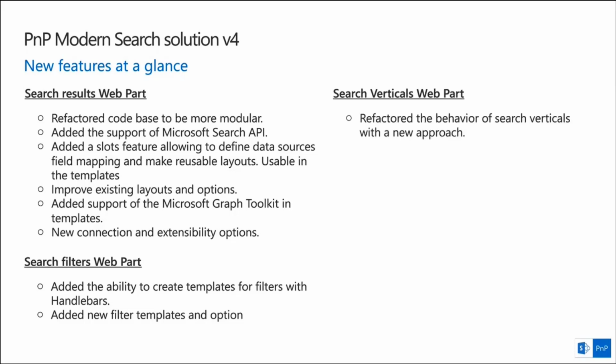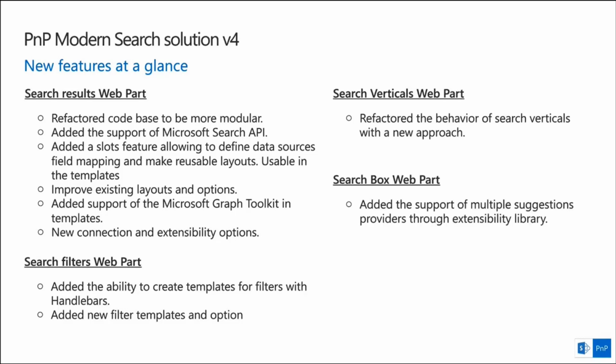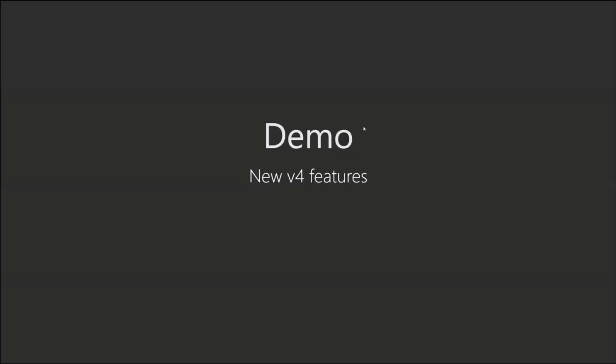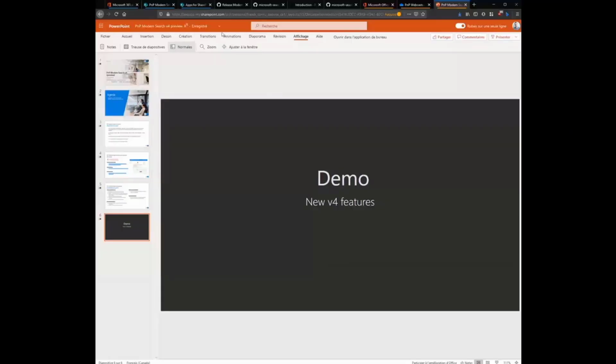Regarding the search verticals, it's pretty much the same thing, except the behavior has been refactored. So it's not really the same as before because we had to support the new Microsoft Search data source. I will show you that also. And for the search box web part, we added multiple suggestions providers to the extensibility library. Currently in the v3, you can only add one suggestions provider. Let's go to the demo and I'll show you all these new features.